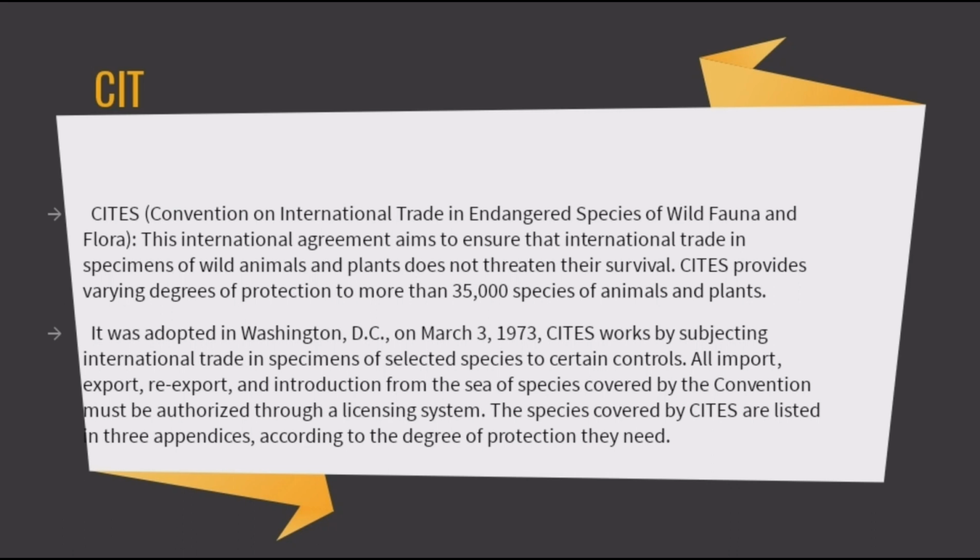CITES works by subjecting international trade in specimens of selected species to certain controls. All import, export, re-export, and introduction from the sea of species covered by the convention must be authorized through a licensing system. The species covered by CITES are listed in 3 appendices, according to the degree of protection they need.